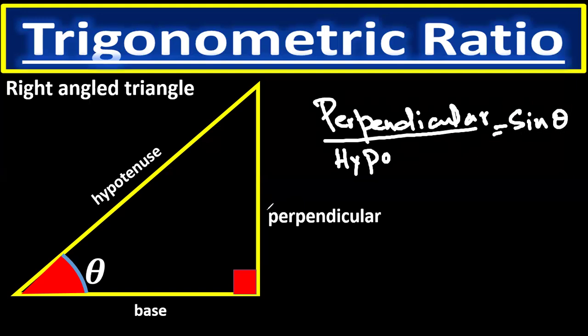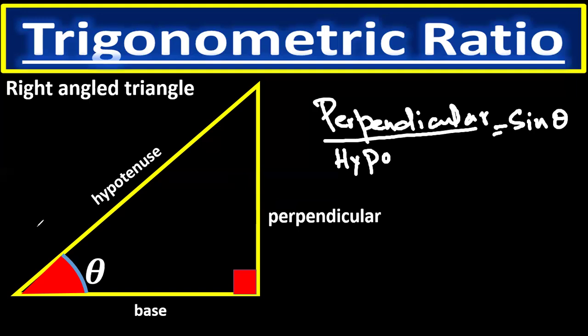Sine theta is the ratio of two sides of a right angle triangle. One is the perpendicular and the second is the hypotenuse. Remember, the perpendicular will always be divided by the hypotenuse. So this ratio will be considered sine theta.